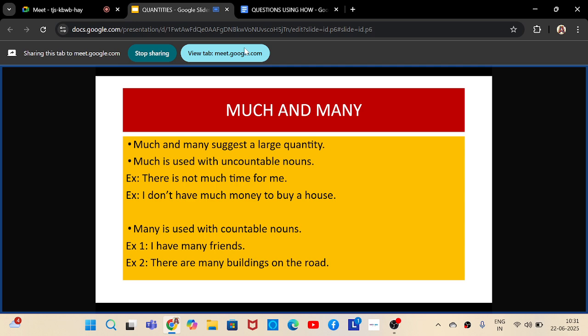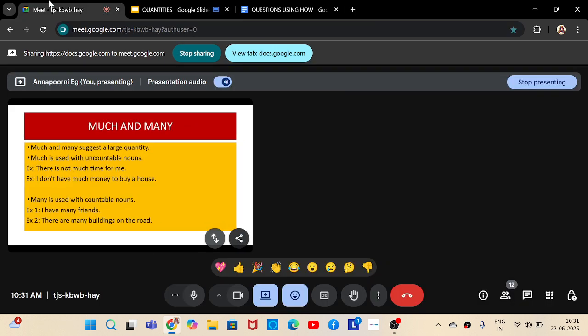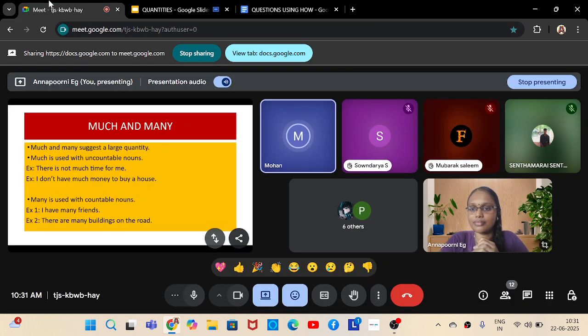So let us see the examples for much. Akshaya, can you read the examples 1 and 2? I'm sorry, not that one, the one above under much. Yes, ma'am. There is not much time for me. I don't have much money to buy a house.